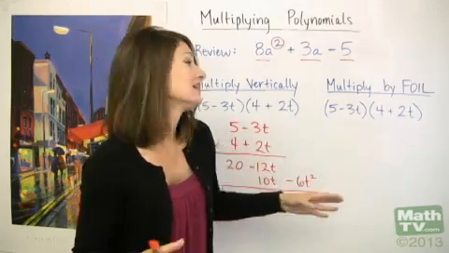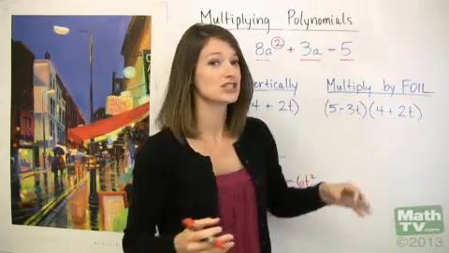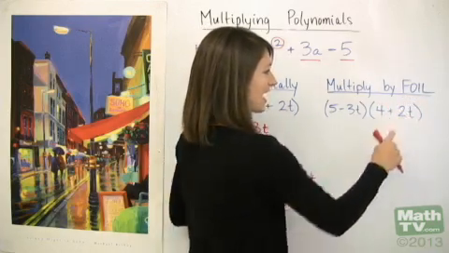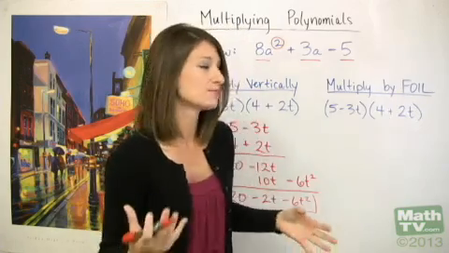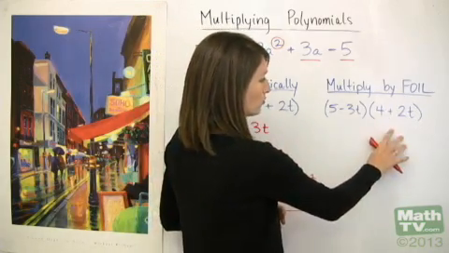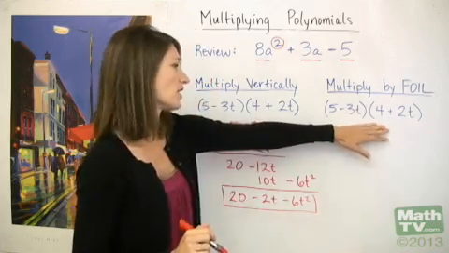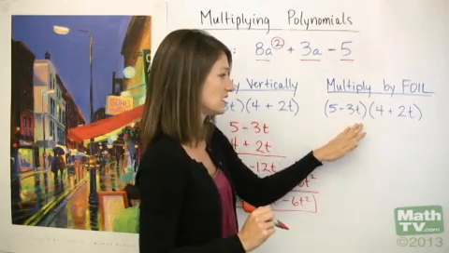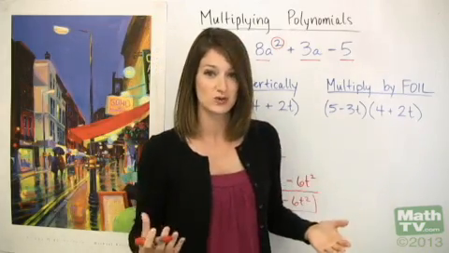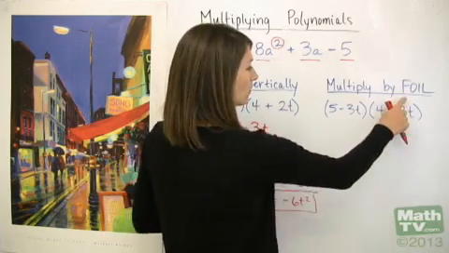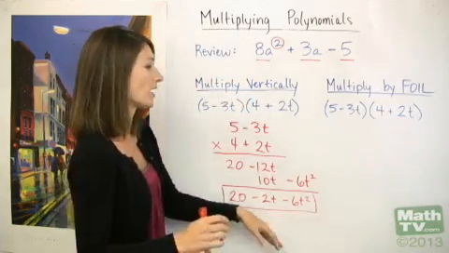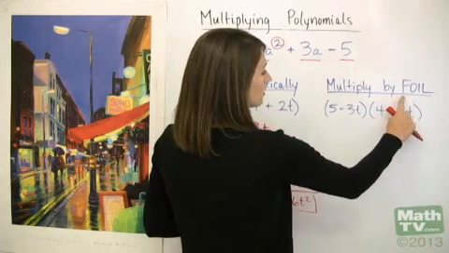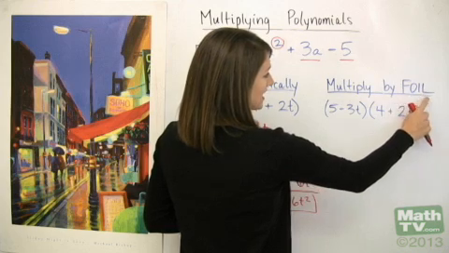Our second method is called FOIL, and this is actually an acronym which stands for first, outside, inside, and last. And that represents the process by which we're going to multiply our polynomials. So I've written here this product. It's the same one that we just worked. So we have 5 minus 3t times the quantity 4 plus 2t. And you'll see when we use FOIL, we're going to end up with the same product. We're just going to go about it a little different way. So using this acronym, first, outside, inside, last.